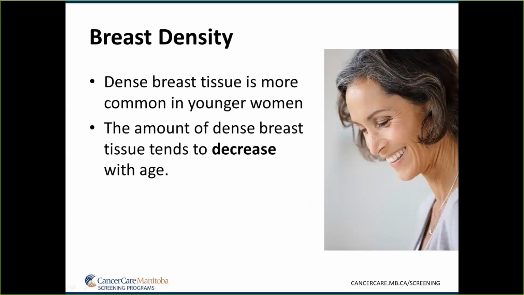Breast density generalizations. Dense breast tissue is more common in younger women. This is true. It's thought to most likely relate to hormonal changes and, to a much lesser extent, body mass index differences. The amount of dense tissue tends to decrease over time or with age. This also is considered to relate to hormonal involution of the fibrous and glandular tissue. These generalizations apply to the majority of women, but certainly not all. There are other factors which also contribute to the density, but these are by far the most important.